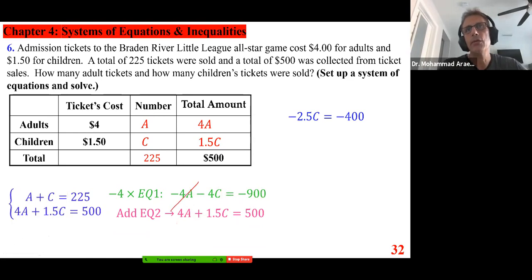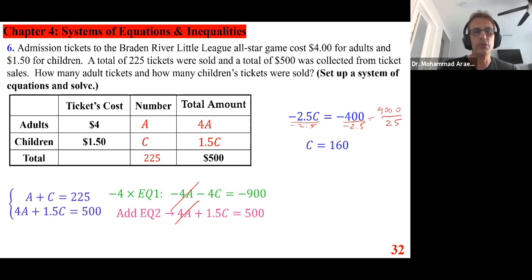Okay, you divide by negative 2.5. And I hope you realize it's the same as 4,000 divided by 25. Okay, 100 divided by 25 is 4. 4 times 40 makes it 60. So that's the answer.